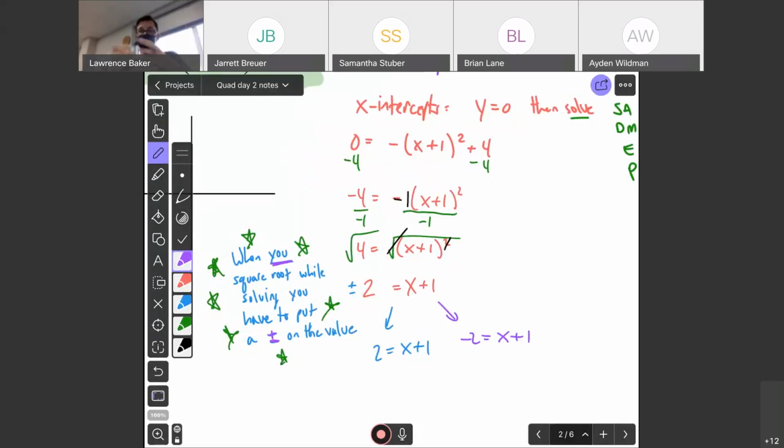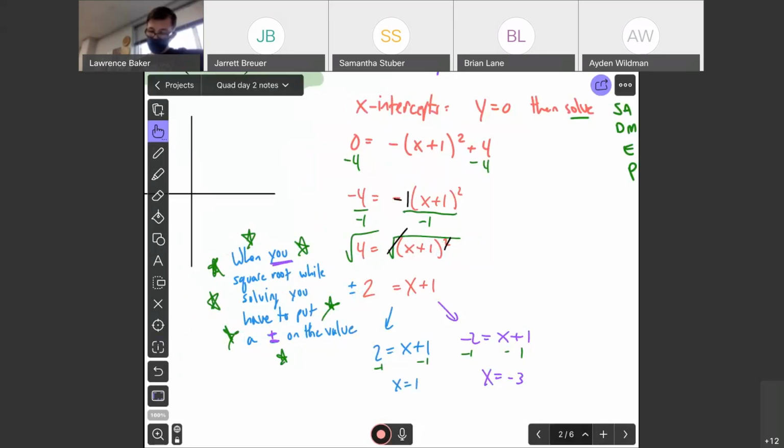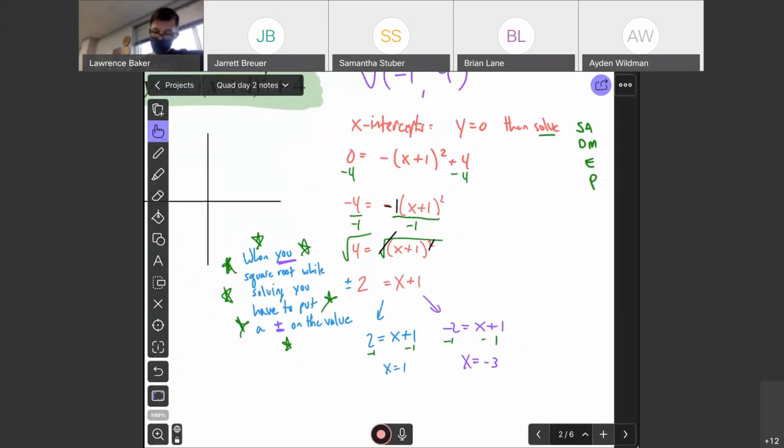So now we have a little bit more work to do. We just need to split the problem and say, let's deal with the positive side. Let's deal with the negative side. This is kind of similar to what we did with the absolute value stuff, where we split the problem into 2 and then finished it. We still need to get x by itself, so we'll subtract 1. We can see that x equals 1 and x equals -3. That means our x-intercepts are at (1, 0) and (-3, 0).